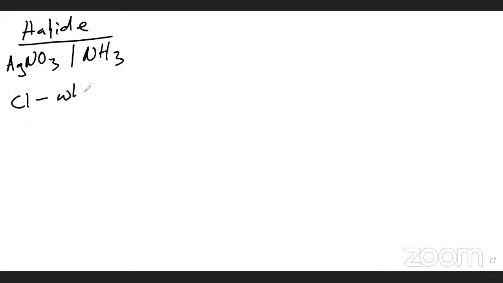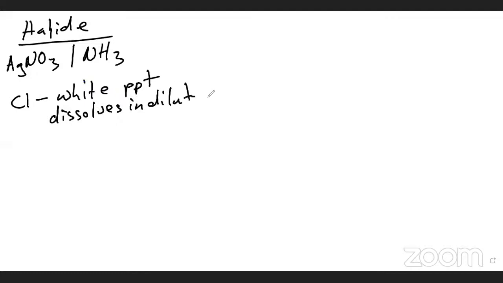So quickly, halide ions. You're going to use AgNO3 followed by ammonia. Chloride, you get a white precipitate, which dissolves in dilute ammonia. Bromide ion, you get a cream precipitate.